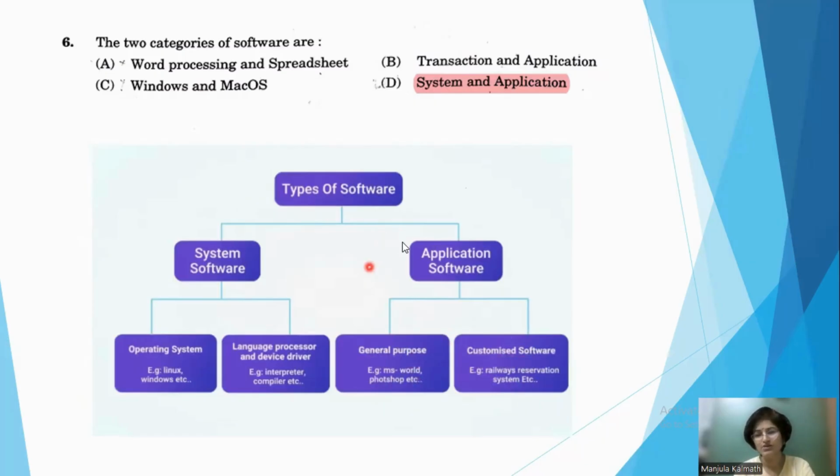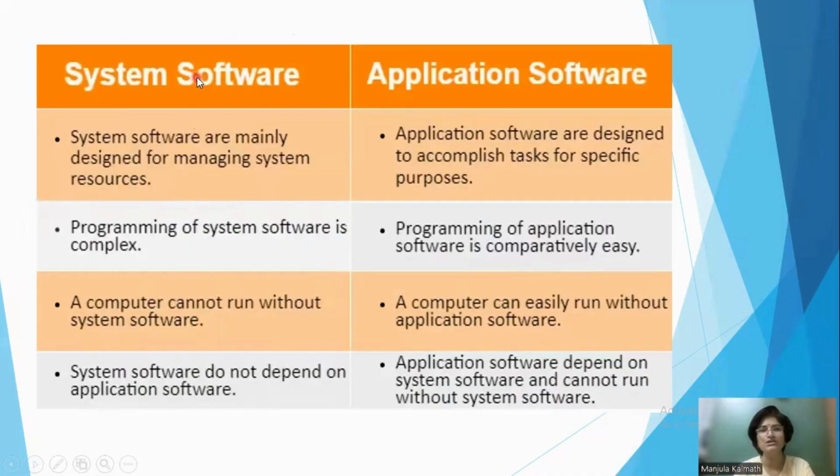So basically here we have a difference between system software and application software. System software is mainly designed for managing the system resources. System resources are nothing but the different components of the system. It may be the memory, the processor, the registers, the transistors, everything, whatever hardware part of the computer system is there. For that, predefined programs will be written. Those are called system software.